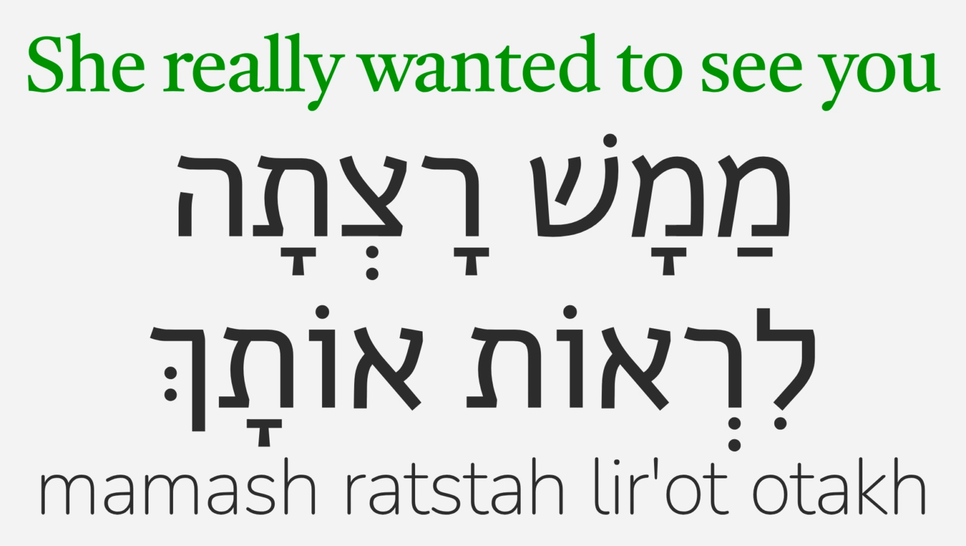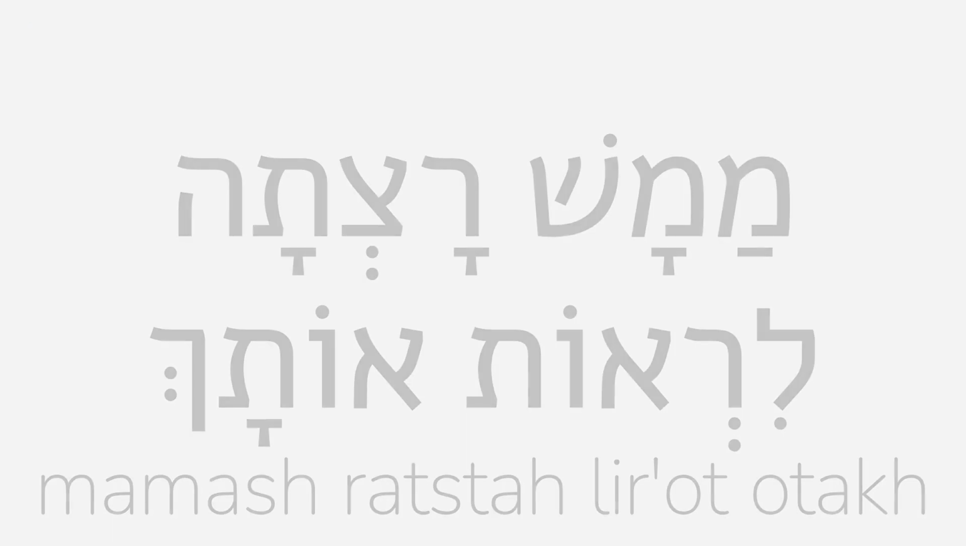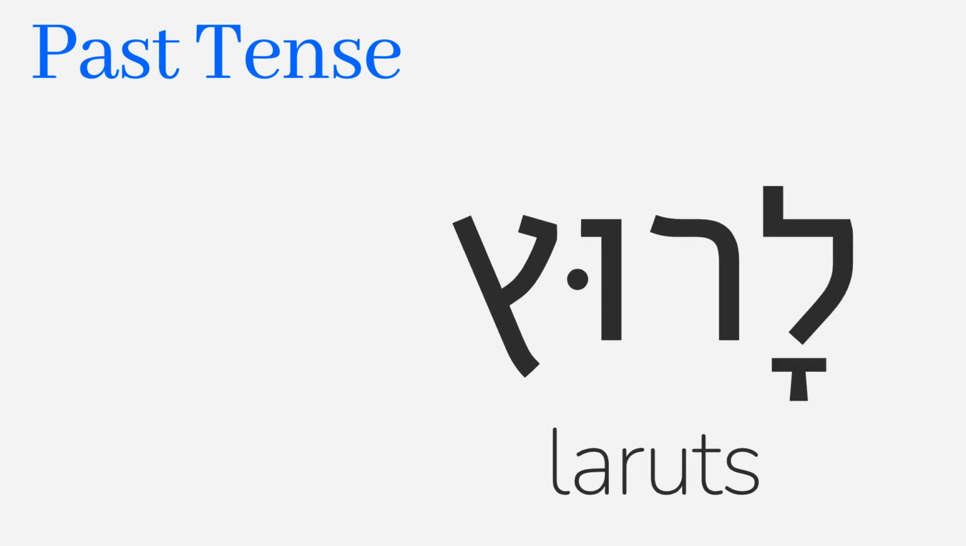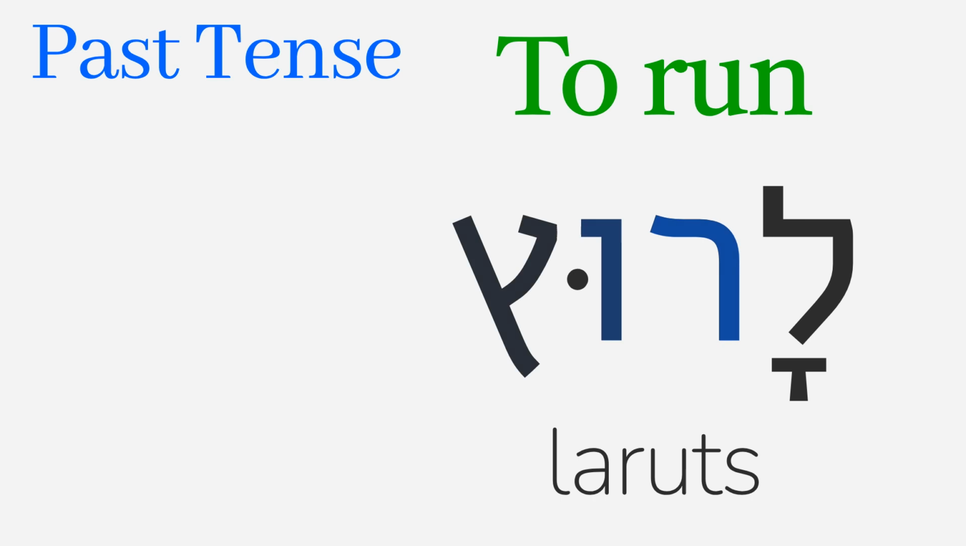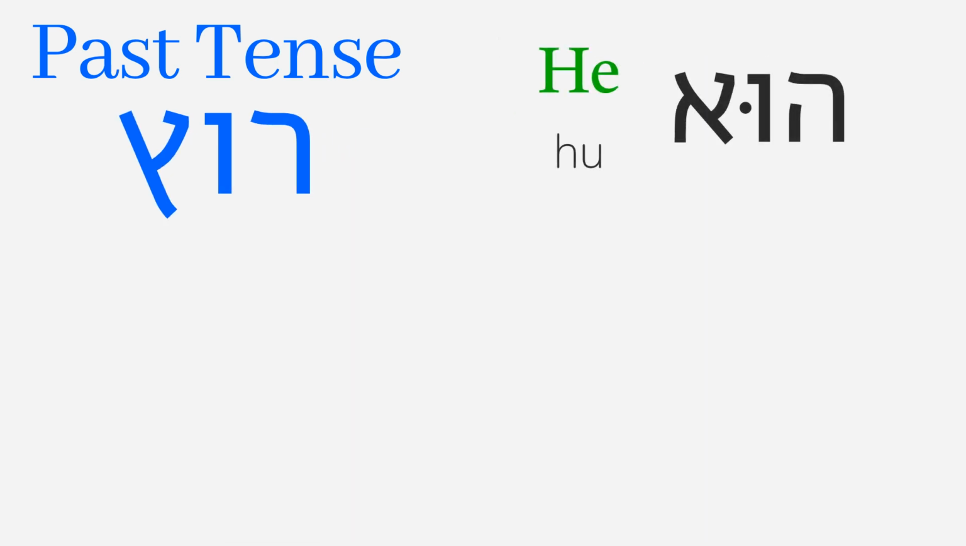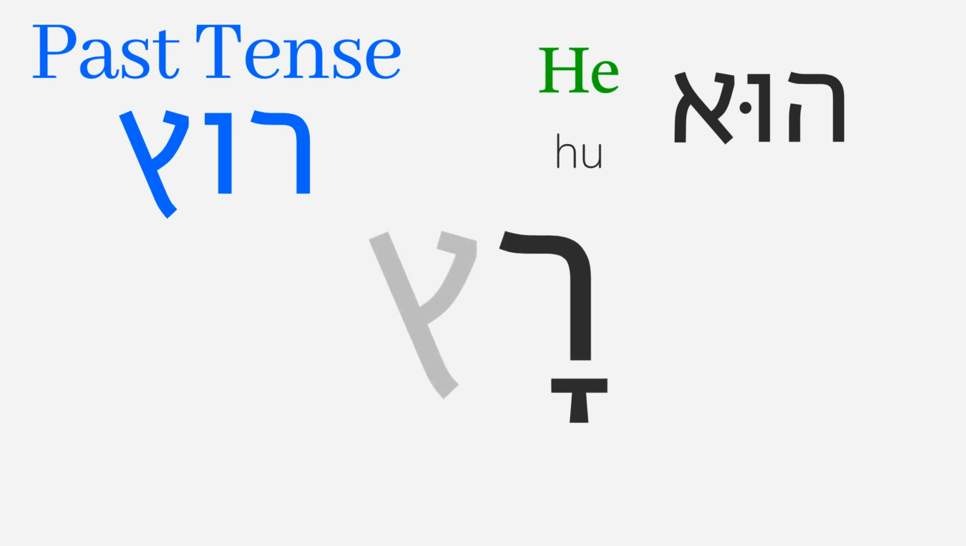Mamash ratzta lir'ot otak. Let's see how to make the past tense of hollow roots, like that of larutz, to run, whose root is resh vav tzadi. This root is hollow because its second letter is a vav which acts as a vowel, and which often does not appear in certain verb forms of the root, including all forms of the past tense. The hu form of the past tense of larutz is just made with the first letter of the root, resh, with a kamatz, and the third letter, tzadi, ratz, he ran.